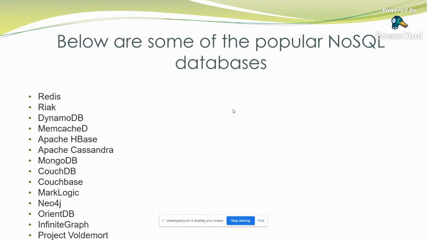So let's see some of the popular NoSQL databases. Some of the very popular are Redis, Apache Cassandra, MongoDB, CouchDB. Even Redis is used by Hike. Although Hike uses MongoDB for message storing, for real time, it uses Redis. In today's session, we'll focus on MongoDB and NoSQL database.